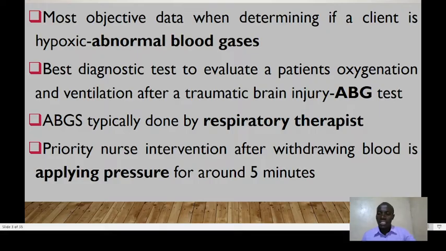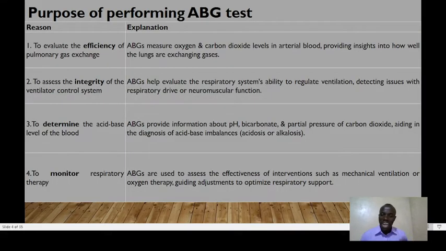Generally, these ABG tests are typically done by respiratory therapists. The priority nurse intervention after withdrawing this blood is simply to apply pressure for about 5 minutes. Remember, we are puncturing the artery. Okay? What is the purpose of performing this test, guys?